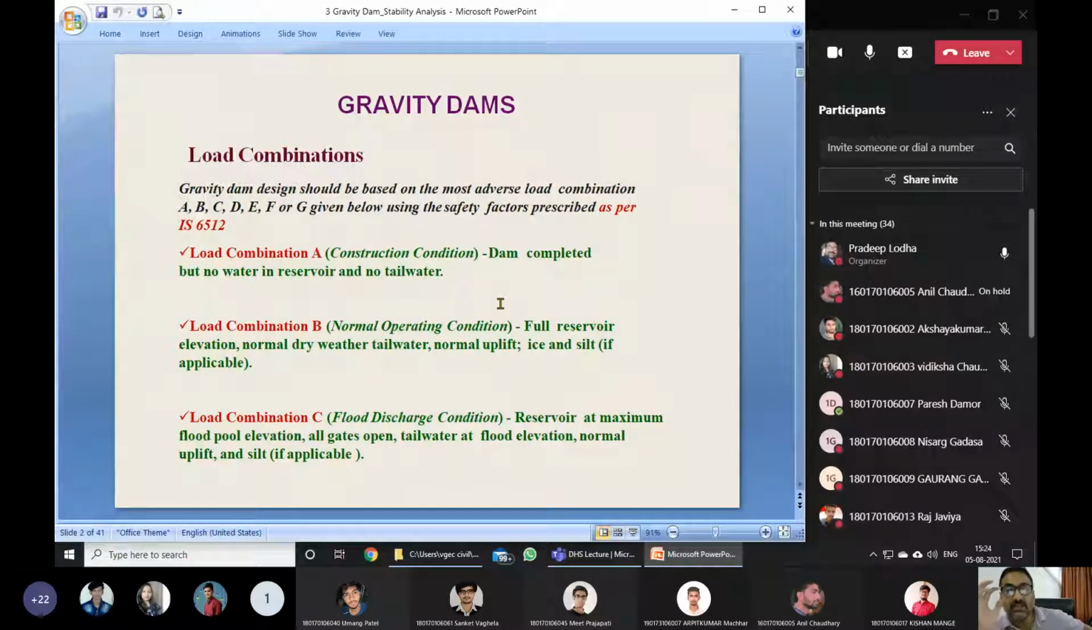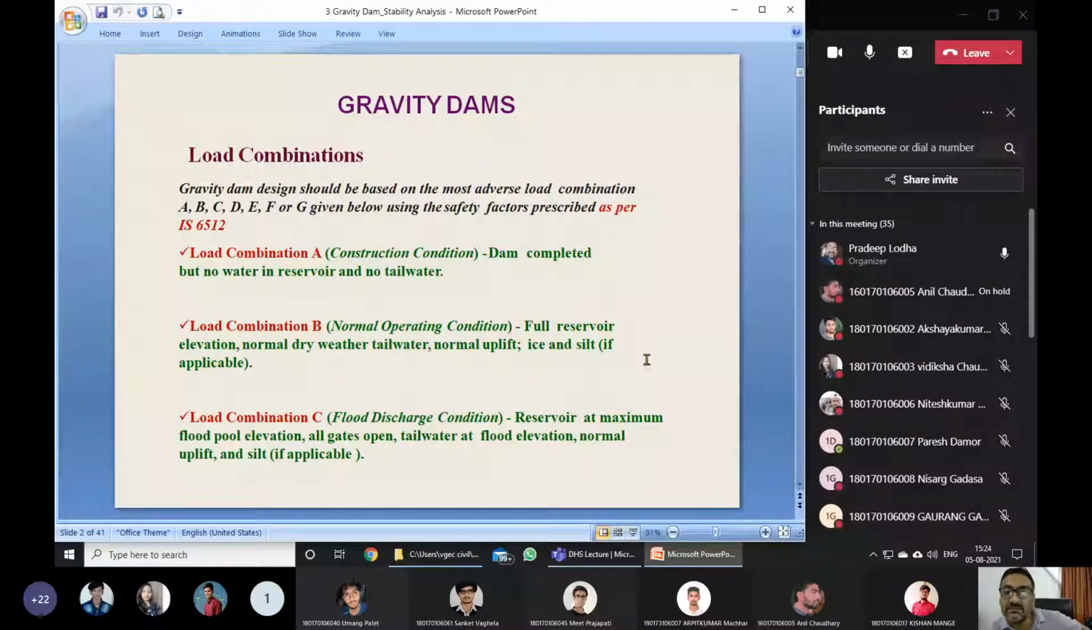Construction condition means there is no water, the dam is empty, so its own weight is acting on it, and apart from that certain other forces are taken into consideration depending upon the height of construction. The second load combination is the normal operating condition of the reservoir. This term you could think of as the normal operating condition of the dam or reservoir.